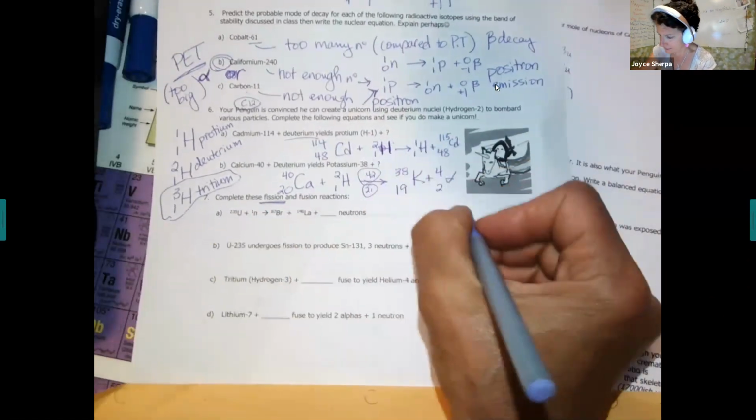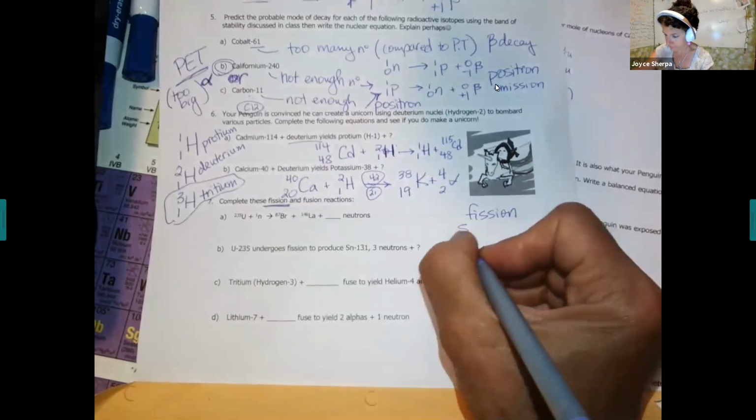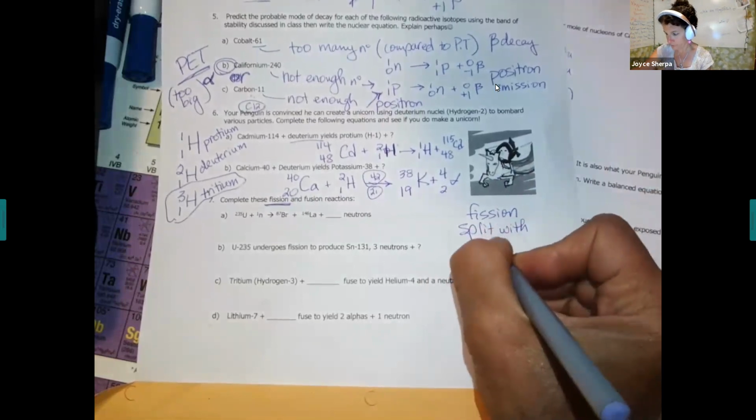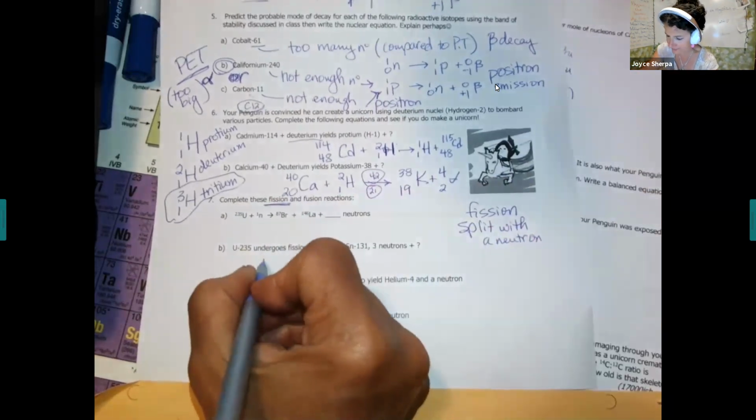All right, so that's what deuterium is. Fission means splitting the atom with a neutron. So you will always see, like here, when it says undergoes fission, you have to add the neutron there. So these first two are fission reactions.